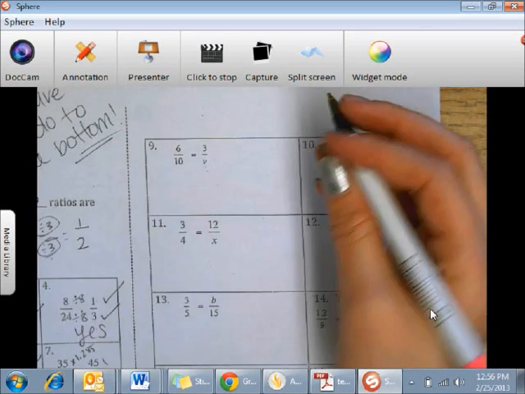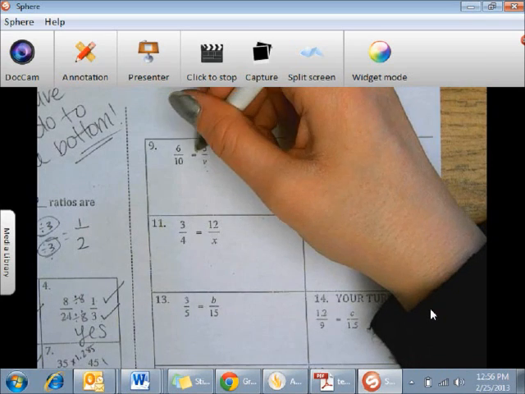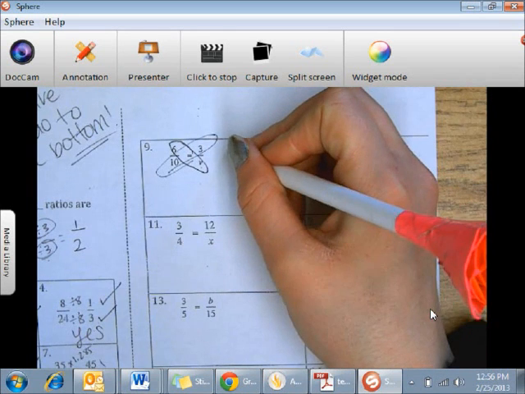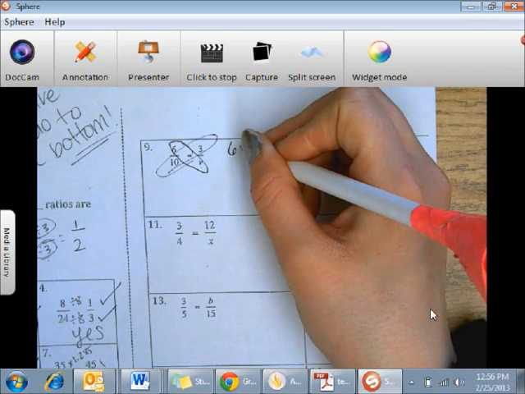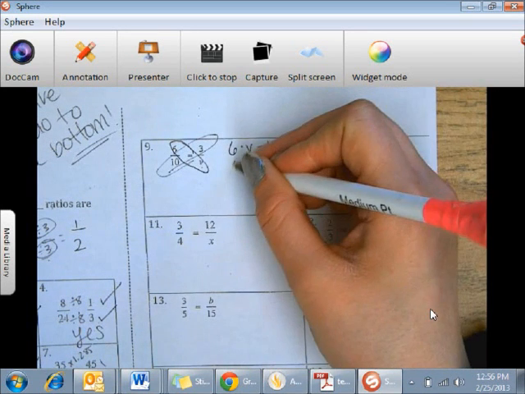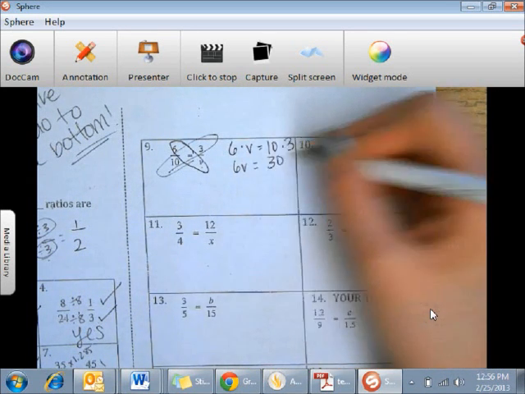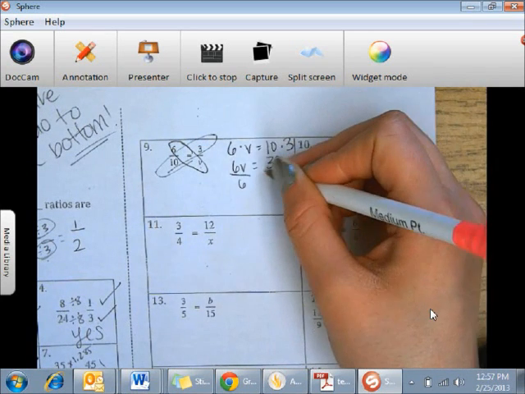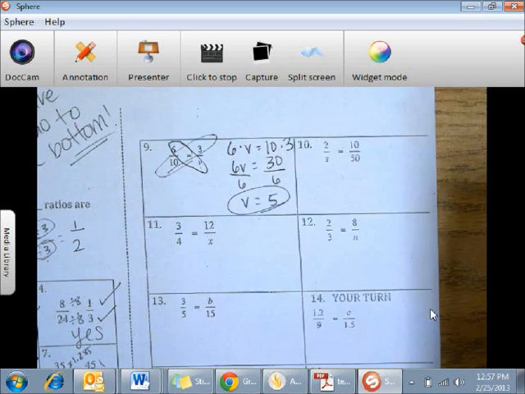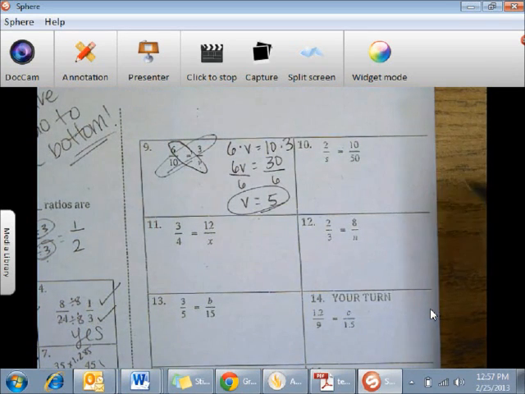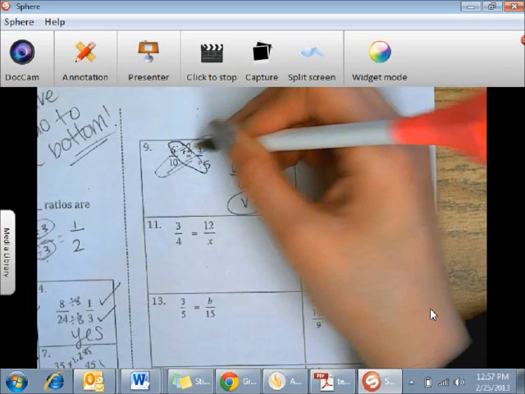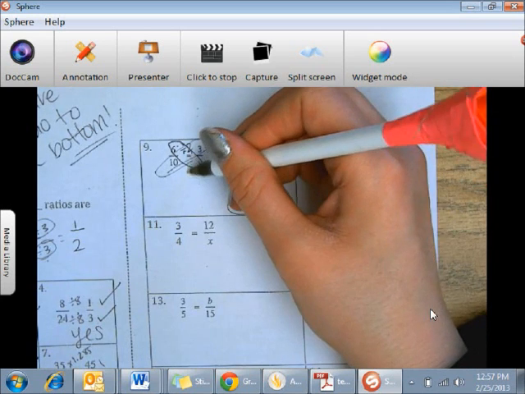So now let's try some over here. Okay, so step 1, make your butterfly wings or find the cross products. That's going to give me 6 times v equals 10 times 3. I simplify that to 6v equals 30. Divide by 6, divide by 6, and I'm left with v equals 5. And if you want to check yourself, you can plug 5 in there. Is 6 divided by 2 3? Yes. And is 10 divided by 2 5?